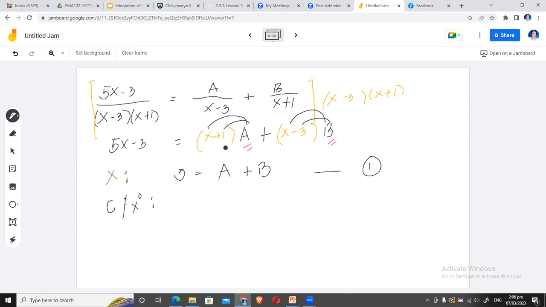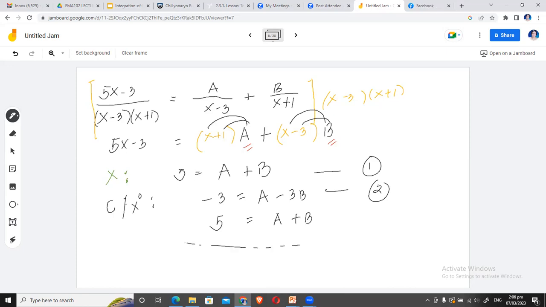Here, on the left side, I have -3. So I will place -3. Now, I will equate it to, here on the right side, A multiplied to 1 will be a constant, which is A. And in here, I have -3B, so that is also a constant. So this is my equation 2. Now, I have two equations with two unknowns, meaning I can solve the unknowns A and B. So, I will copy this one here, I'll place it here, 5 equal to A plus B.